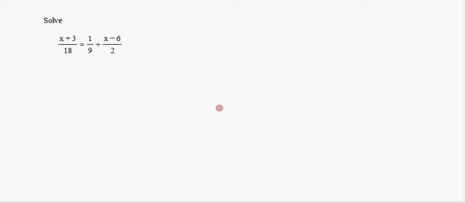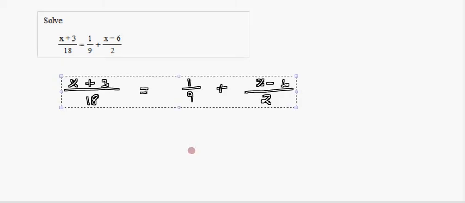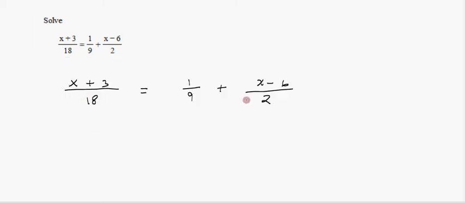Alright, this one just has to solve the equation. And of course it's got these three fractions, so we want to get rid of these fractions as our first step. So here's the problem rewritten with just a little bit more room to work. So we have 18, 9, and 2. Those are the denominators. So we want to multiply everything on both sides by 18.